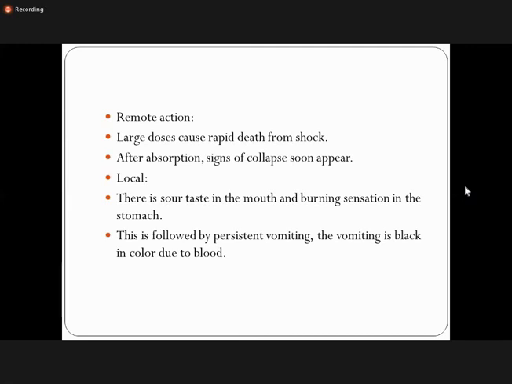For local actions, it's going to have a sour taste in the mouth. Obviously, there would be some burning. It has some corrosive properties, remember? So there would be some burning, there would be some sour taste. There can be vomiting because it has a locally irritant effect, all right?